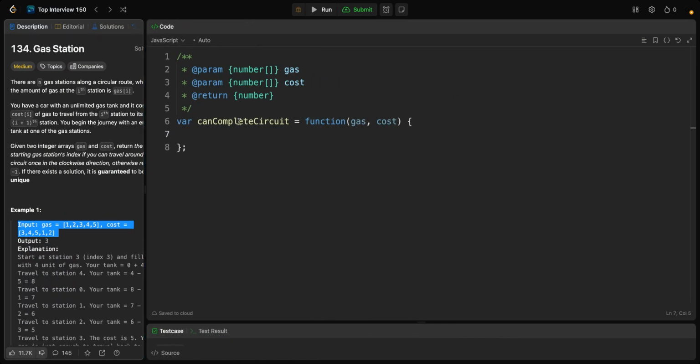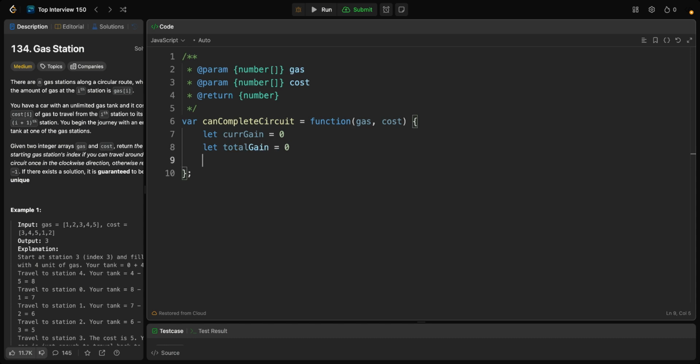Okay, so the solution will be quite straightforward. First we need to create pointers. Let's create let currentGain, which will equal 0, and let totalGain, which will be 0, and let answer, which will be 0 as well.